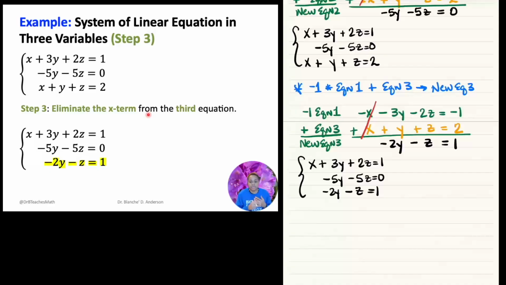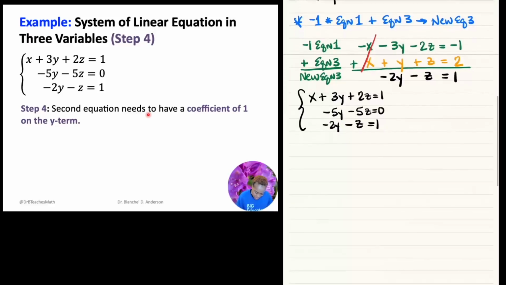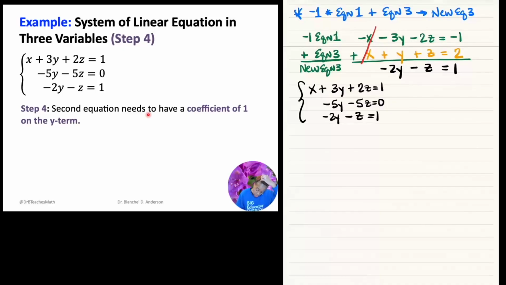Okay, step 4. Now that we've gotten rid of the x terms, now we need to get rid of what? Well, before we do that, we need to turn this into a coefficient of 1. That was step 4, right? Let me make sure. Yeah, this needs to have a coefficient of 1. And once that has a coefficient of 1, then we need to eliminate it from the third term. So you notice we're just going through each of the terms. So let's do that one.